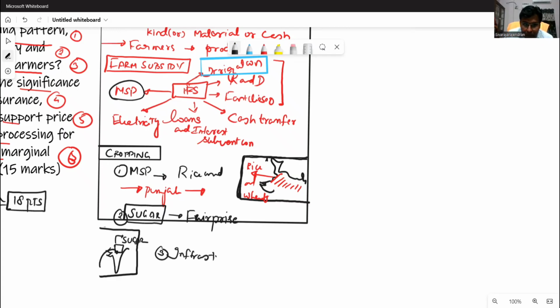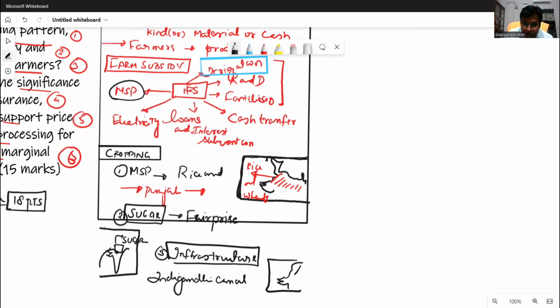Third, infrastructure. The subsidy given here is infrastructure. What is this infrastructure? The Indira Gandhi Canal. One more diagram. Here I am drawing a desert area with less than 40 or 60 centimeters of rainfall, but it is growing bajra. In the paper, this can be drawn.